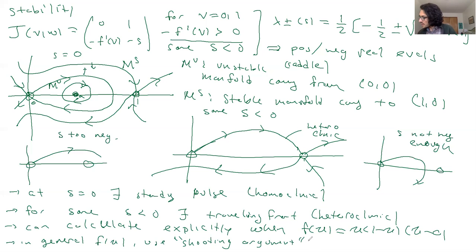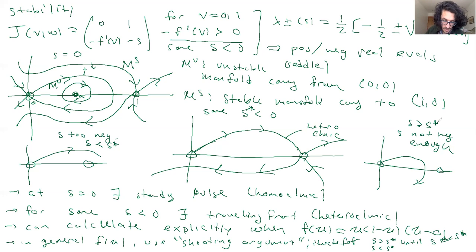Okay, so the idea is to iterate for S greater than S star and S less than S star until S is roughly equal to S star. Okay, so this is your S star. This is S less than S star, and this is S greater than S star. Okay, so that's your theorem. If you want to read about it, it's in Shear.